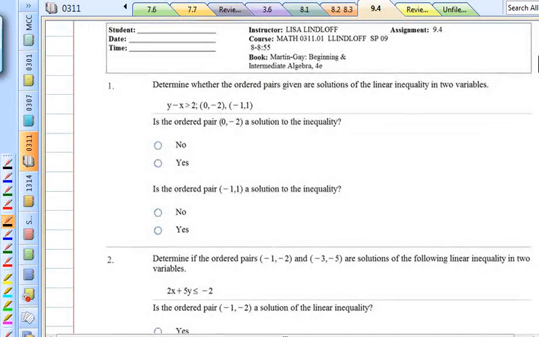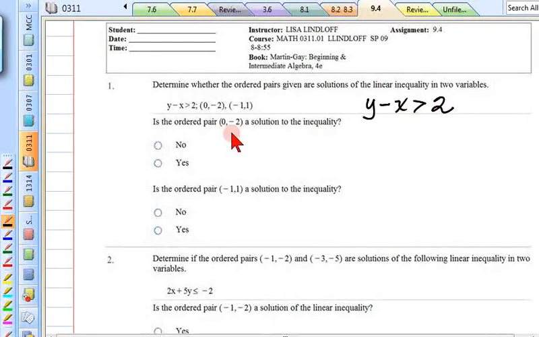The first two questions, I'm not going to do all of both of these. I'm actually just going to do part of each of these numbers. Each of these asks you to do a little bit of practicing determining whether a point is a solution. So, problem number 1 starts out with y minus x is greater than 2, and it has two parts to it. We're only going to do one of them.